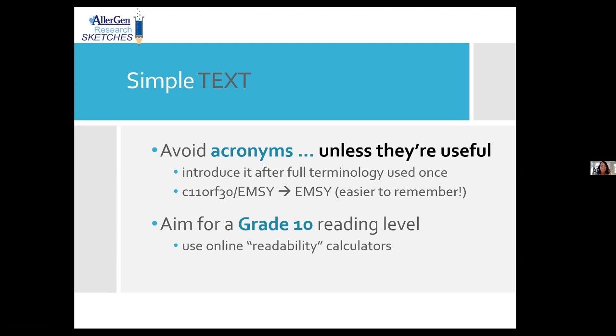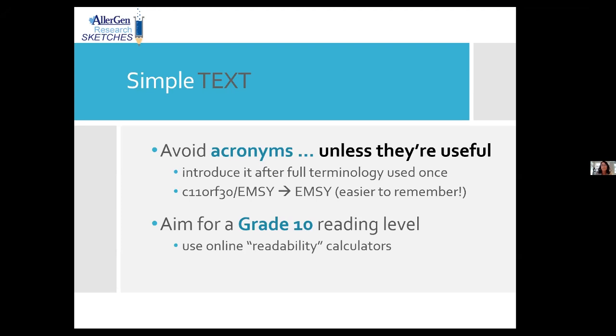and then use the acronym from then on. In 2017, AllerGen investigators wrote a paper where they were talking about a gene they found associated with peanut allergy. And the gene was called, a very long convoluted name, C11ORF30/EMSY. But the investigators shortened that to MC in their paper, and we used it in our press release, and the media picked up on it as well. So it made it much easier for non-experts to read about the discovery and to remember the gene.